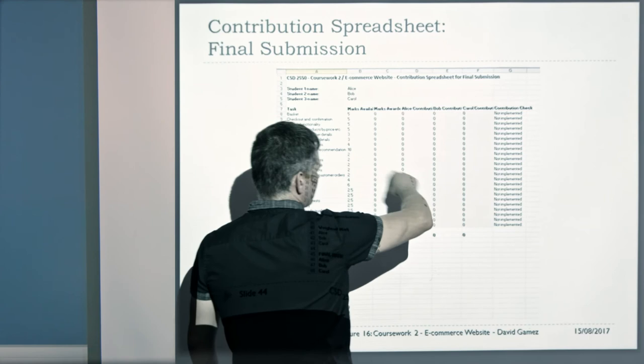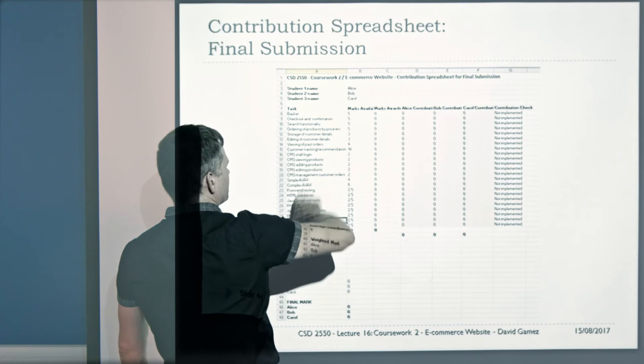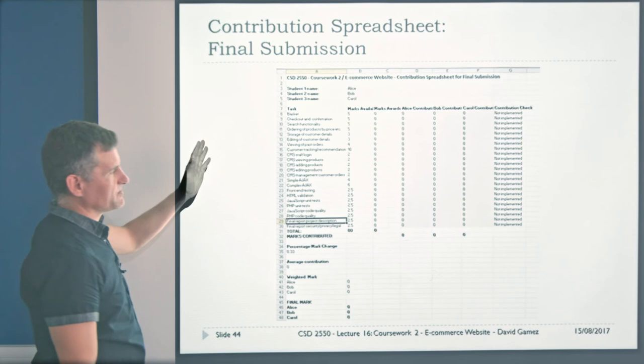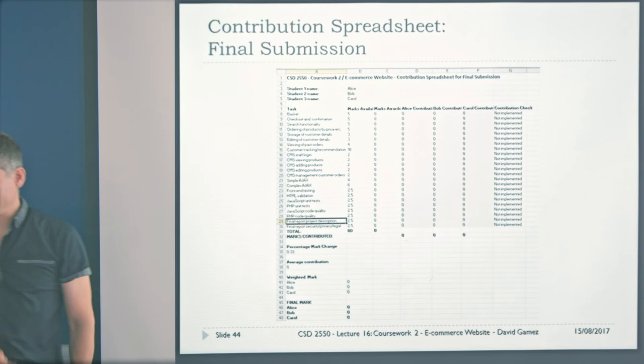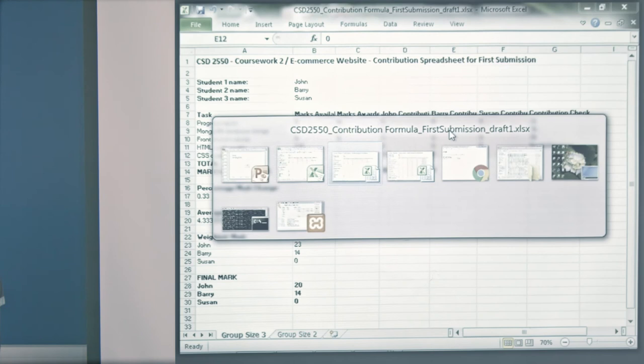Again, here are each of the features and the marks available for those features. And it works exactly the same way as the first contribution spreadsheet. You just put in the mark, put in the contributions, and it will calculate the person's final mark based upon their contribution to the project. So I'll give you a little demo on this too, just to make sure it's all very clear. That's the first one. Final submission, okay.